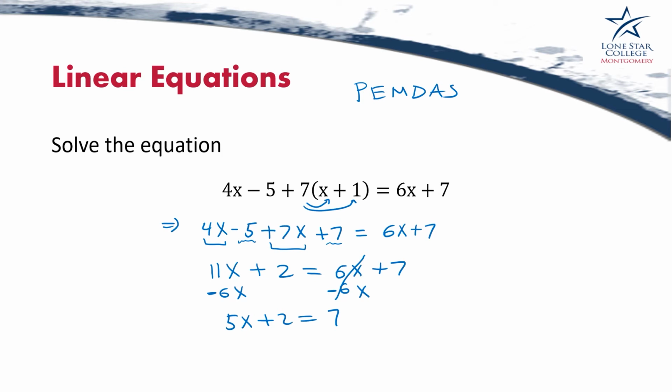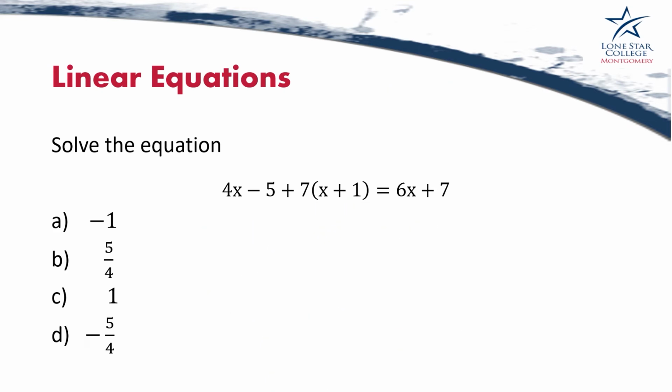Now we want to get x by itself, so we want to get rid of this positive 2 by subtracting 2 from both sides. That gets rid of it. So 5x is equal to 5. And the last step is just to divide by 5 on both sides. This cancels, and x is just 1, because 5 divided by 5 is 1. So the answer choice is C, 1.